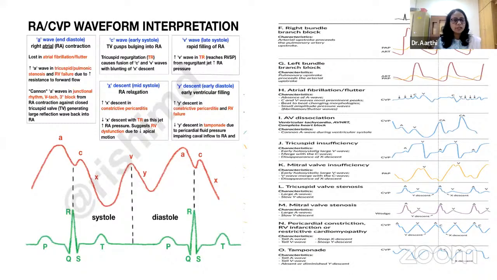So just to brush up the knowledge, CVP tracing has 3 positive waves and 2 negative deflections: A wave, C wave, and V wave. A wave is due to atrial contraction. It is normally lost during atrial fibrillation, and cannon A waves are present during junctional rhythms, third degree heart block, or ventricular tachycardia. C wave happens during the early systolic bulging of the tricuspid valve during ventricular contraction, and tricuspid regurgitation causes fusion of C and V waves and blunting of the X descent. And V wave is secondary to the rapid filling of the right atrium. In tricuspid regurgitation, V wave is prominent.